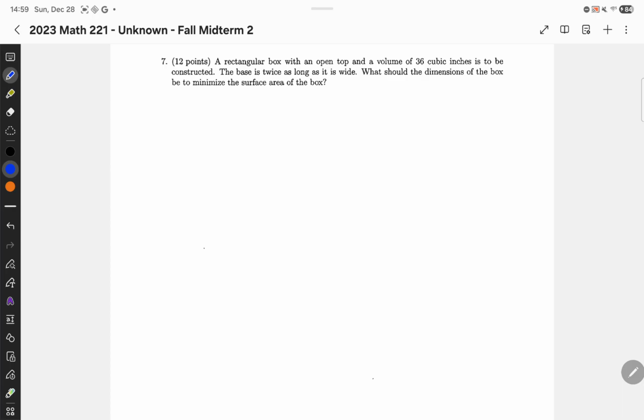Alright, for question 7, we have a rectangular box with an open top and a volume of 36 cubic inches is to be constructed. The base is twice as long as it is wide. What should the dimensions of the box be to minimize the surface area of the box? So this is one of our optimization problems, which for me are definitely the hardest.